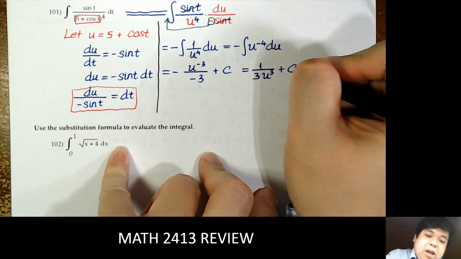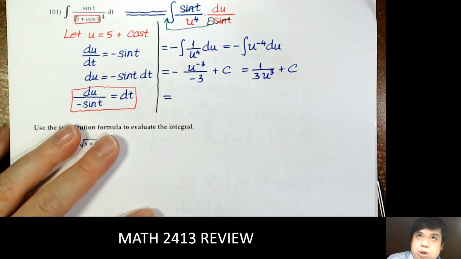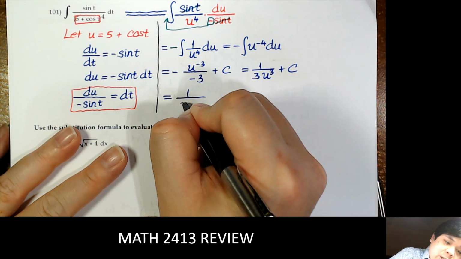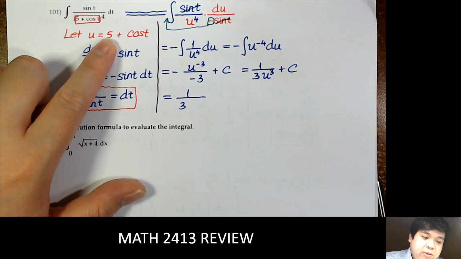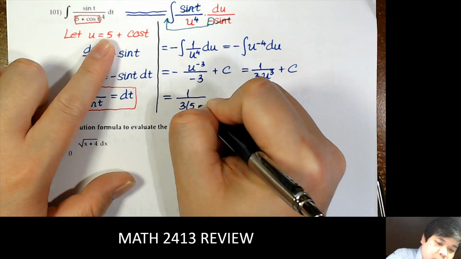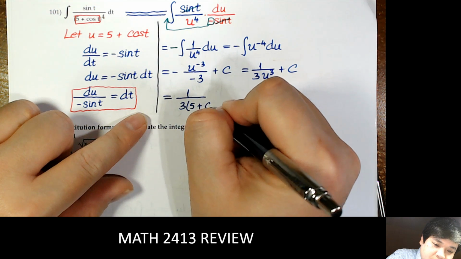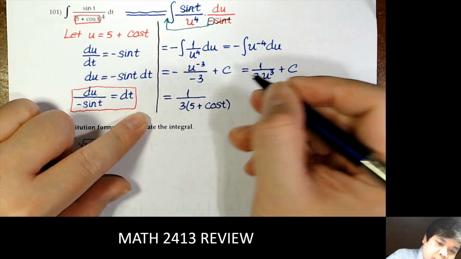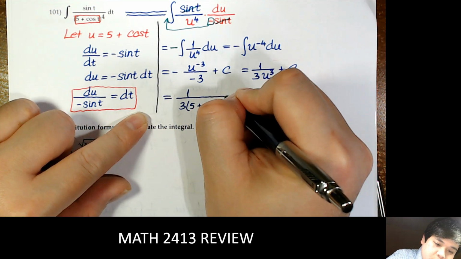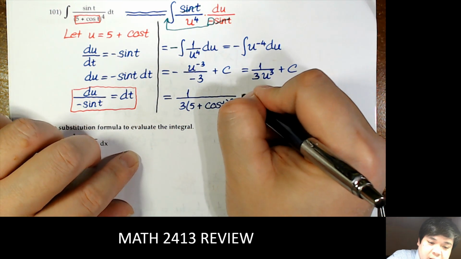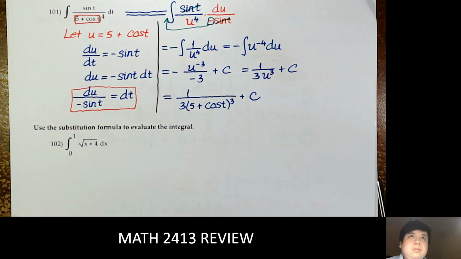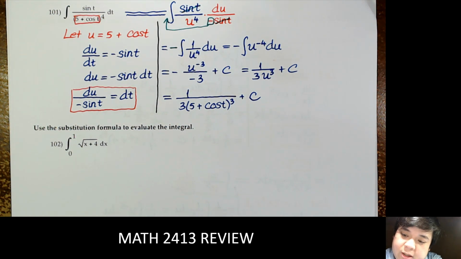Plus c. And finally, just substitute back in for u: 1 over 3, u is 5 plus cosine t, cubed, plus c. So that's what we have for that one.